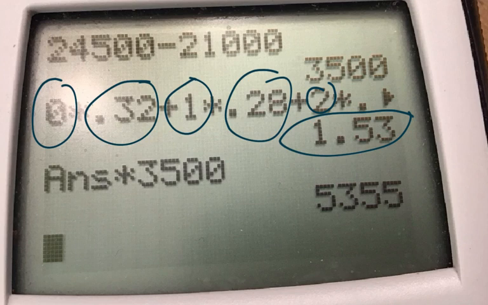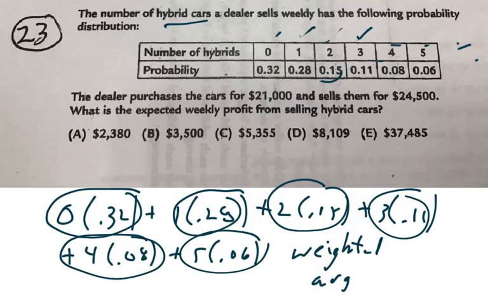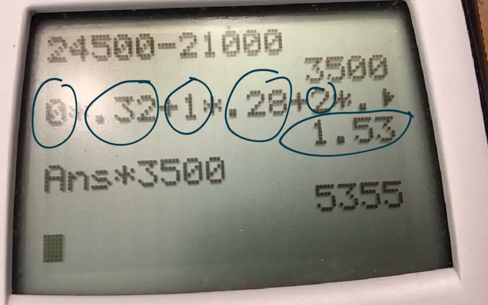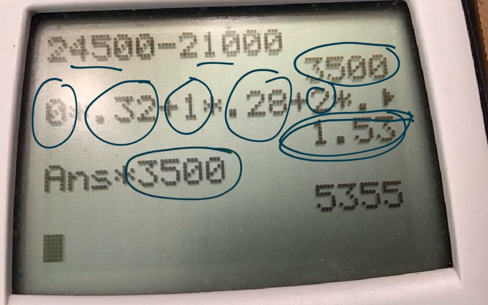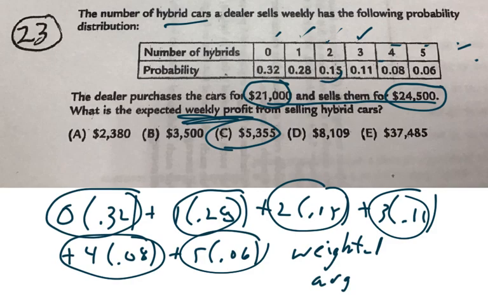So what's the real catch then? You have to remember, they want the actual profit. Well, what is the profit? Every car costs the dealer $21,000. They sell it for $24,500. So that difference is $3,500. So therefore, every hybrid car they sell, theoretically, they're making $3,500 profit, right? So we have to take the average amount of cars sold times our profit for each car, which is $53.55. And so the correct answer would have been C.